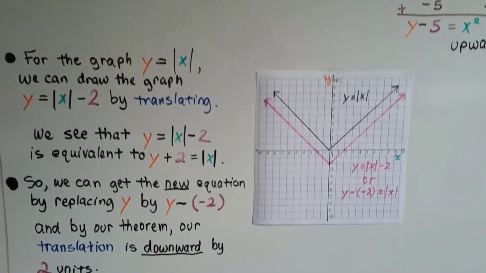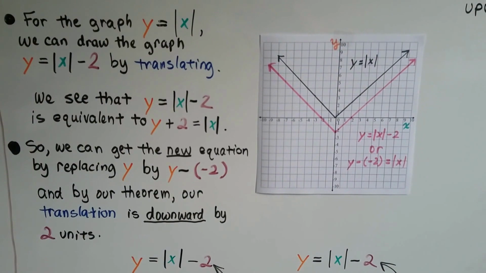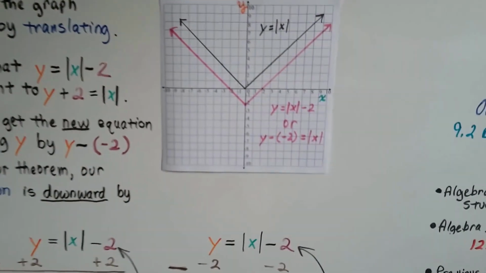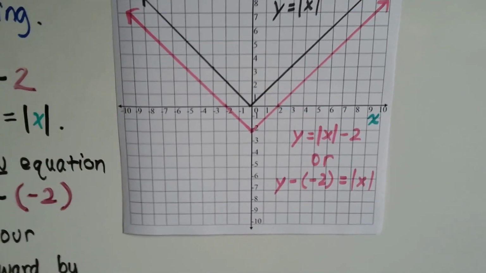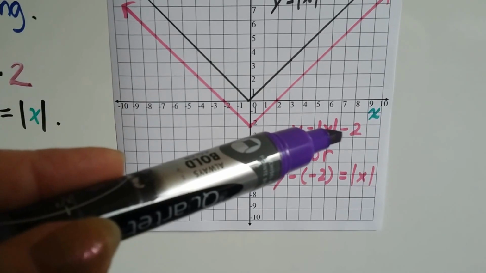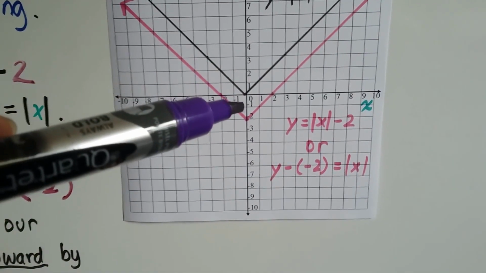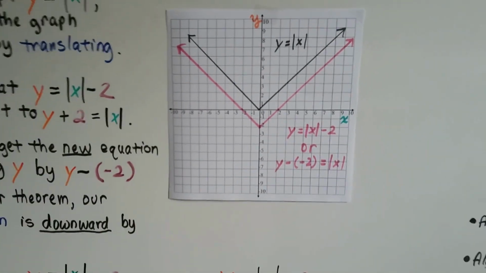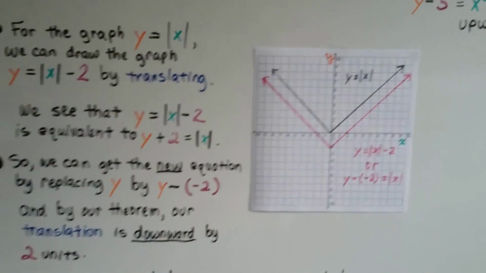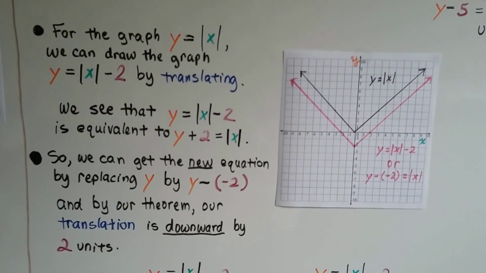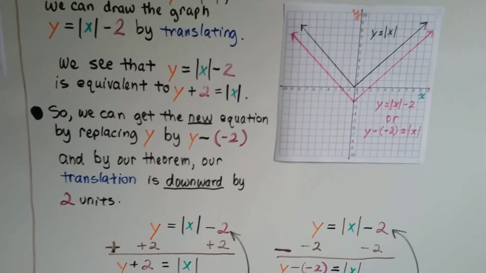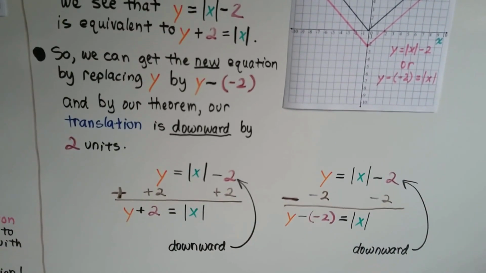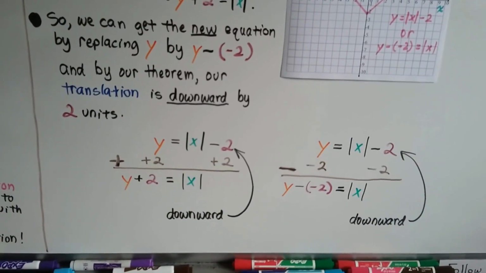For the graph y equals the absolute value of x, we can draw the graph y equals the absolute value of x minus 2 by translating. So in this graph, we had y equals the absolute value of x in black, and because of this minus 2 constant, it translated 1, 2 downward. And the whole thing just slid down 2 units. We can see that y equals the absolute value of x minus 2 is equivalent to y plus 2 equals the absolute value of x. So we can get the new equation by replacing y with y minus a negative 2. And by our theorem, our translation is downward by 2 units.